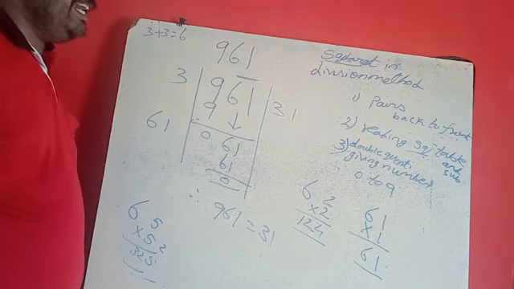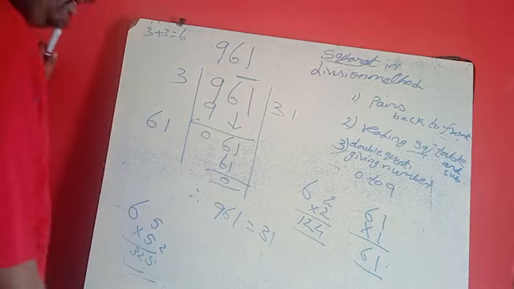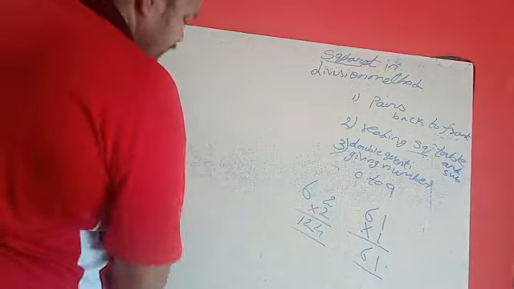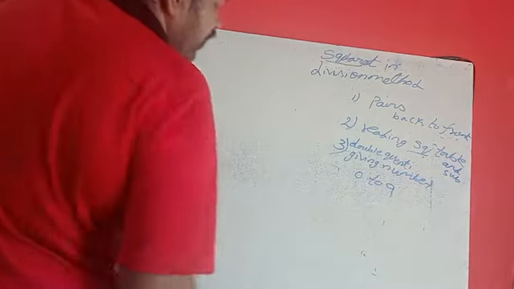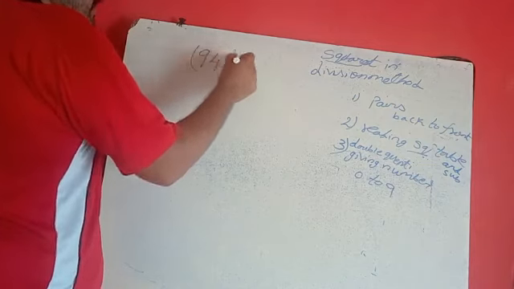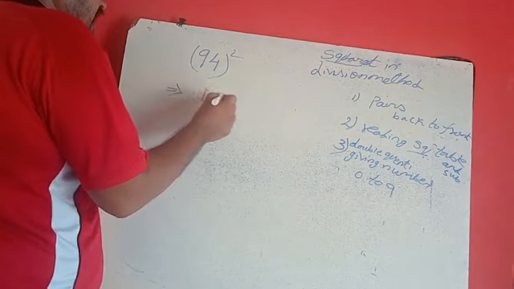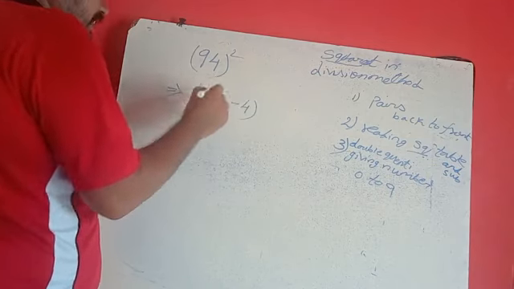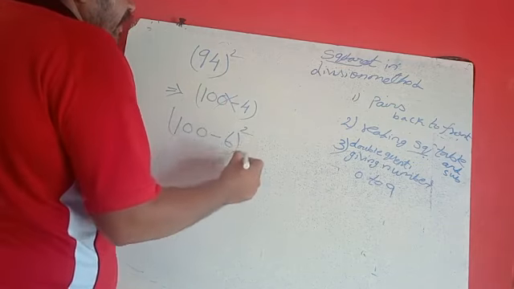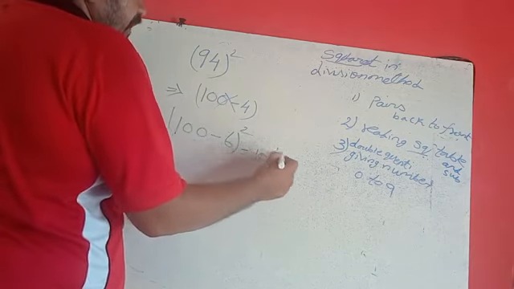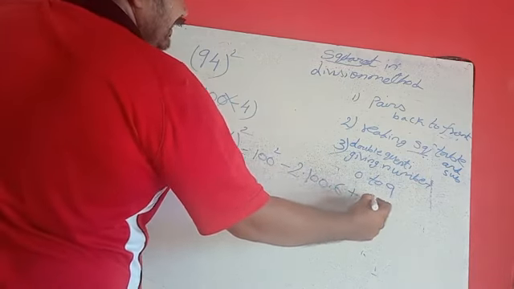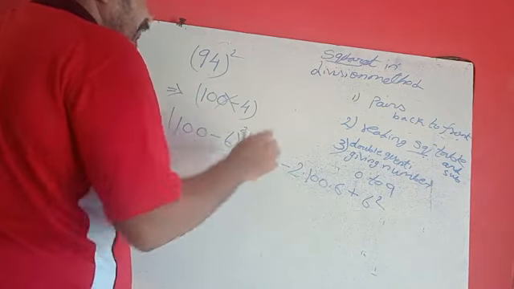And again, yesterday one sum, last and final one. Yesterday one sum I did wrong. Why I did wrong means, for checking purpose, how many are doing that sum correctly or wrong. That is 94 whole square is given, and I wrote in that sum 100 minus 4. That is wrong. Answer is 100 minus 6 whole square. We have to take 100 square minus 2 dot 100 dot 6 plus 6 square. We have to write like that and do the sum.